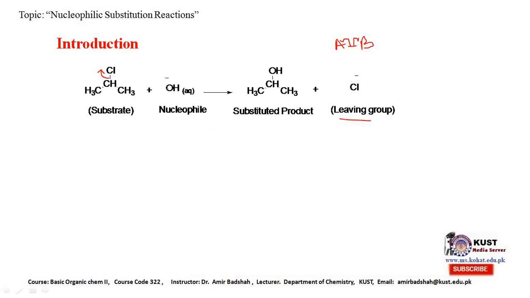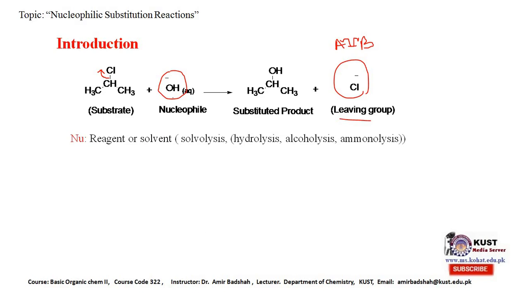So it is a nucleophilic substitution reaction. Here, the group that comes in is a nucleophile, and the group that leaves is also a nucleophile, because it is also electron rich. So this electron-rich species is displaced by another electron-rich species. It means one nucleophile is replaced by another nucleophile, so it is called a nucleophilic substitution reaction.